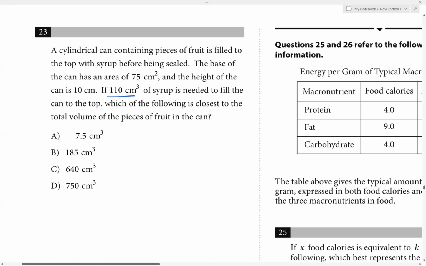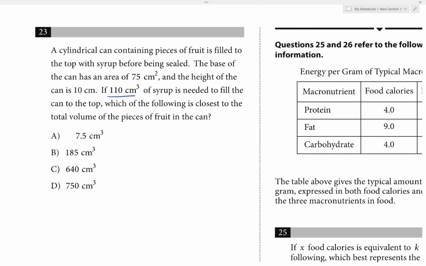Okay, so for this question, we come up with a strategy here. What we can do is solve for the volume of the whole cylinder, the volume of the can first, and then from the total, subtract the volume of the syrup, which is 110. Then whatever is left must be the volume of the fruit, right? Because they add up to equal the whole volume of the can.